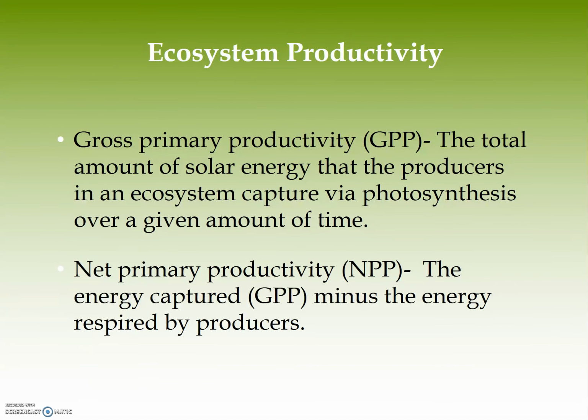Ecosystem productivity. The gross primary productivity, the GPP, is the total amount of solar energy that the producers in an ecosystem capture via photosynthesis over a given amount of time. It's a way for us to look, gross here indicates total, okay? It doesn't subtract the energy lost when those producers then respire. So the net primary productivity is the energy captured minus the energy respired by the producers.